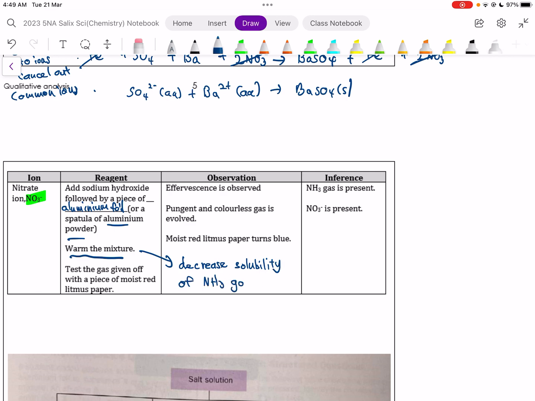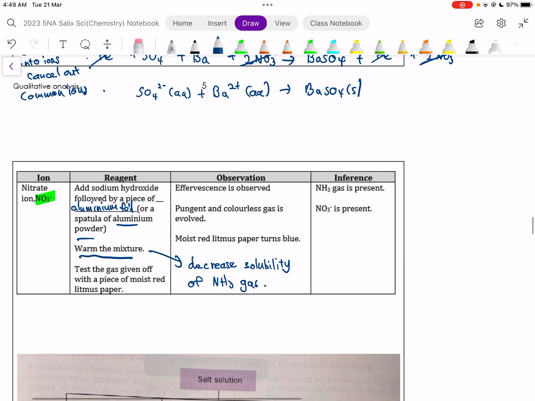Of your ammonia gas. Ammonia gas is very soluble in water. Then you test the gas with moist red litmus paper. This one is very easily confused with the cation test. There is no equation, but it is very easily confused with the cation test.